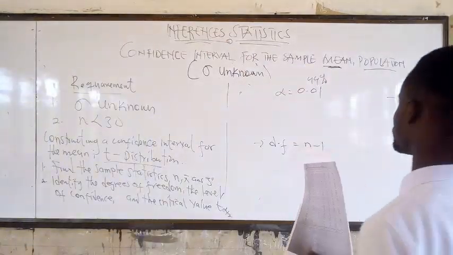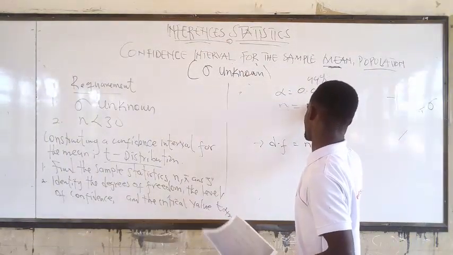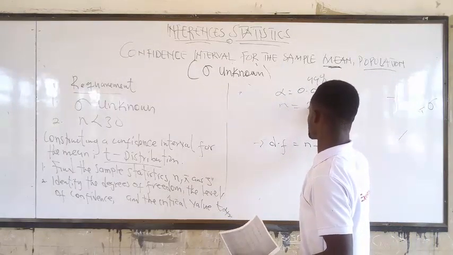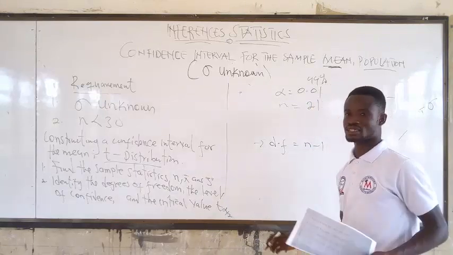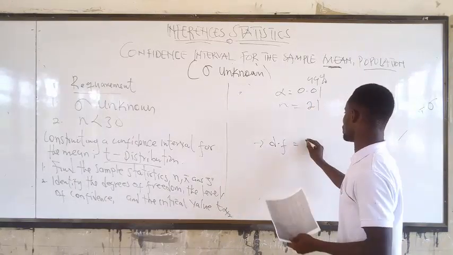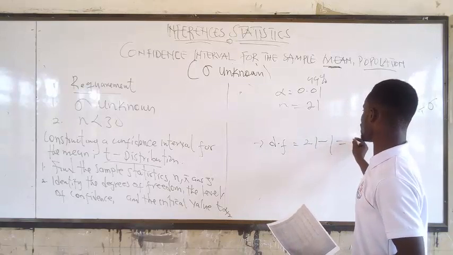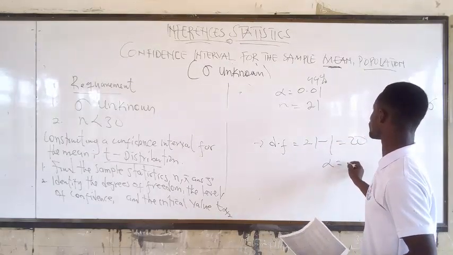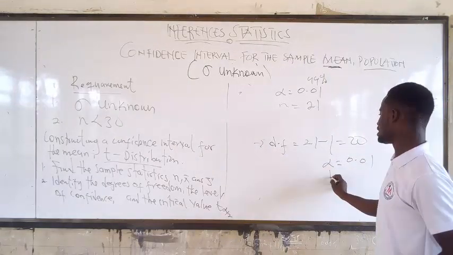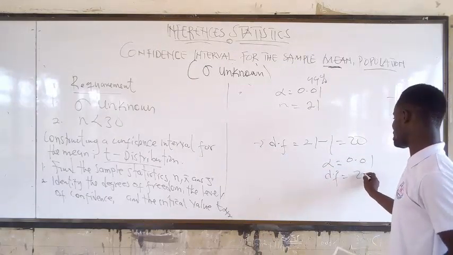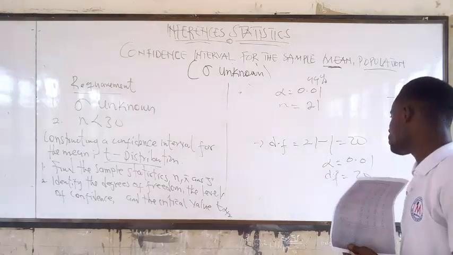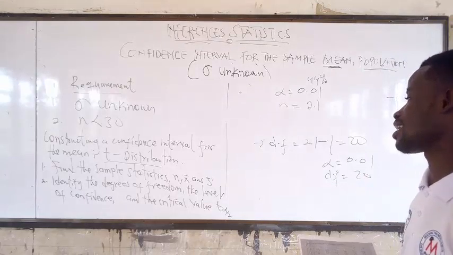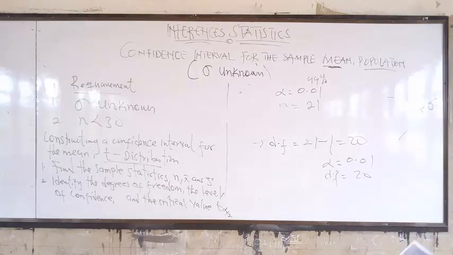So let's say the n is 21. So what will be the degree of freedom? 21 minus 1. So the degree of freedom will be 20. So we are going to use alpha of 0.01 and degree of freedom of 20 to identify our t value, and that is it.